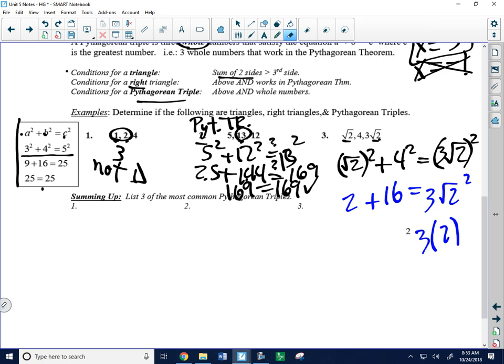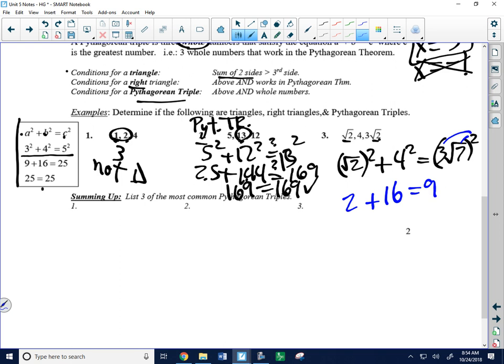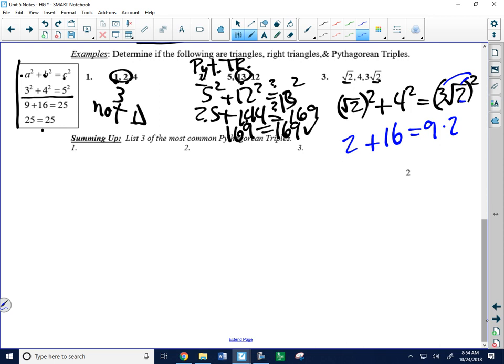Alright, and then on the right side, let's see, you square each of these. 3 squared is 9. That was a 2. Radical 2 squared is 2. And these are each 18. So it's a right triangle. It is not a Pythagorean triple because the numbers are not whole numbers. But it's at least a right triangle.